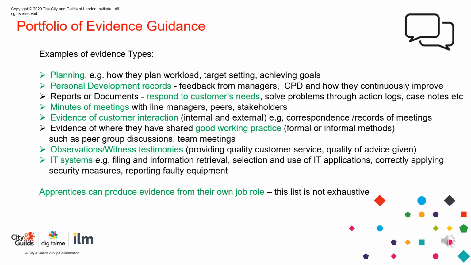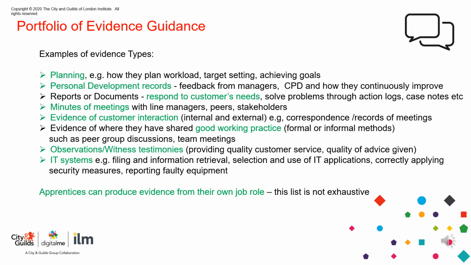Examples of planning, for instance, could be about how they've planned workload, or how they've set targets, and have they achieved their goals. Personal development records could be covered by feedback from managers, CPD, and how they continuously improve. Reports or documents could also be used, such as how the apprentice has responded to customer needs, how they've solved problems through action logs or case notes, for example. Minutes of meetings with line managers, peers and stakeholders could also be used, alongside evidence of customer interaction, whether or not that's internal or external. For instance, how the apprentice has corresponded or has recorded meetings.